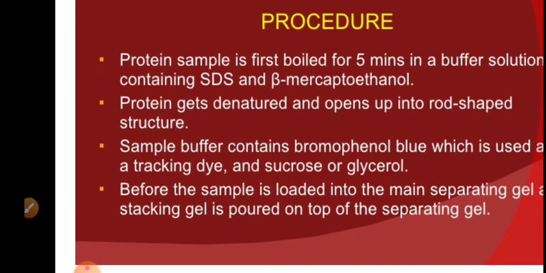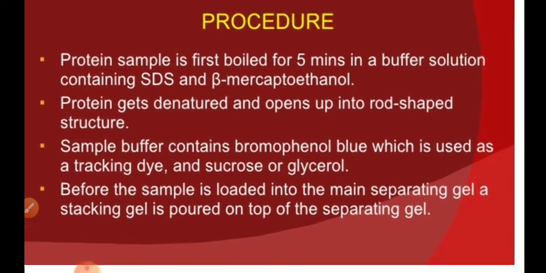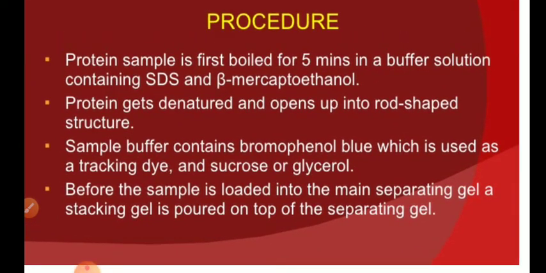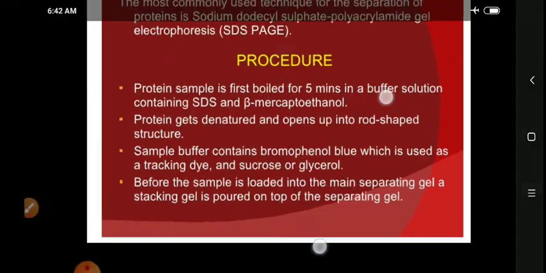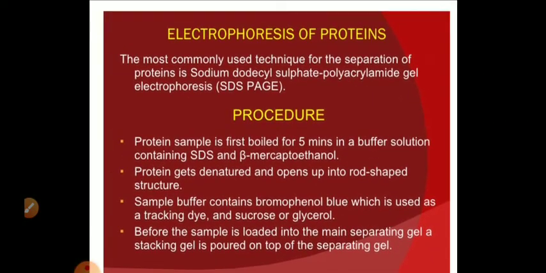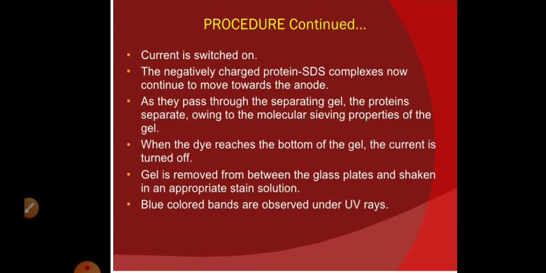Once your protein sample is ready with negative charge and converted into a rod shaped molecule, you mix the protein with bromophenol blue, a tracking dye. You add glycerol or sucrose or ficoll to make it heavy. Before the sample is loaded into the separating gel, a stacking gel you have to pour, as I told you. So the sample is actually loaded in the stacking gel.